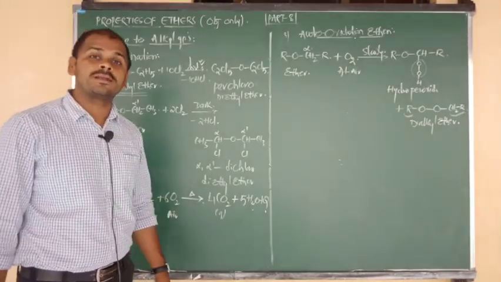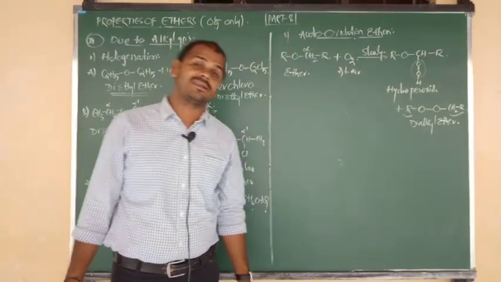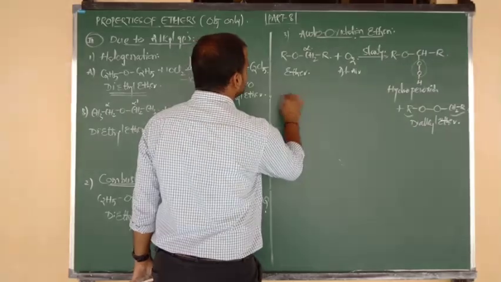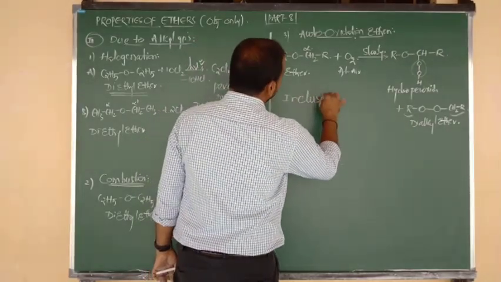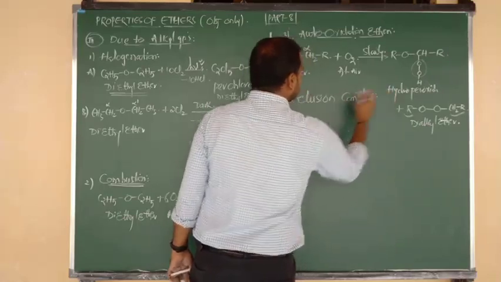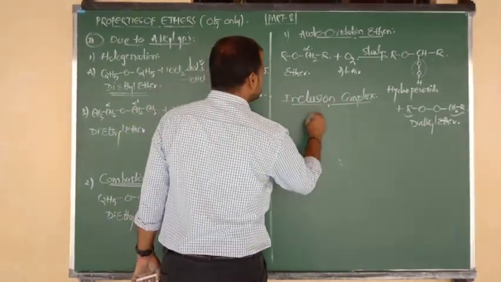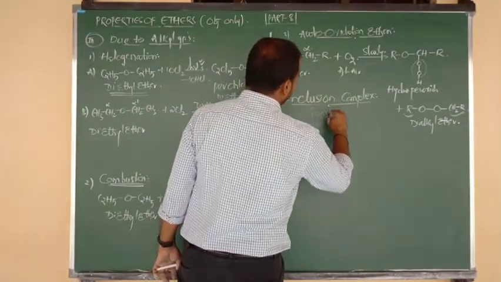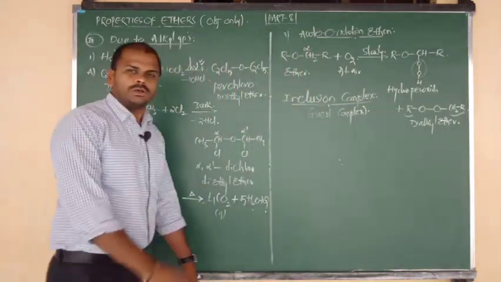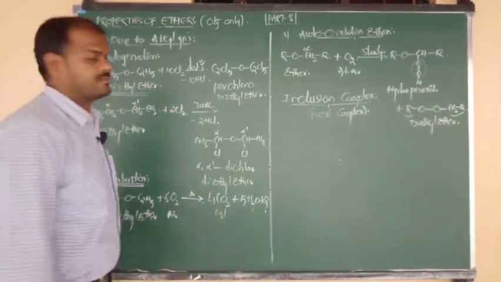Next, all these are the properties of ethers. Mainly how many types have we studied, beta? 3 types. Number 1 due to cleavage of the C-O bond, number 2 due to ethereal oxygen, and number 3 due to alkyl groups. And the last and final topic, an individual topic, beta, is inclusion complex. What is meant by inclusion complex, or inclusion compound? Try to remember, another name is guest complex. So how is that guest complex going to be formed? Inclusion complexes are formed only by crown ethers.